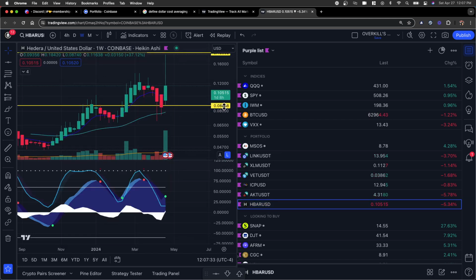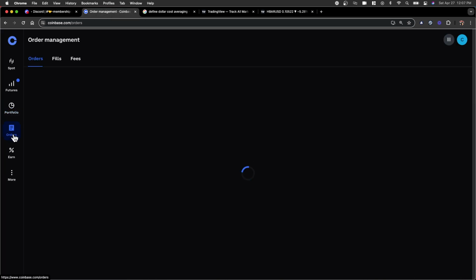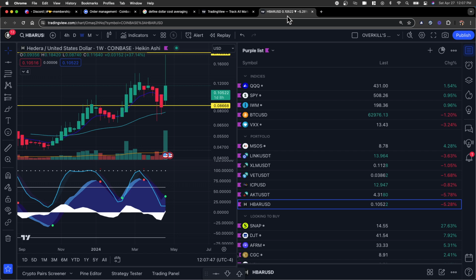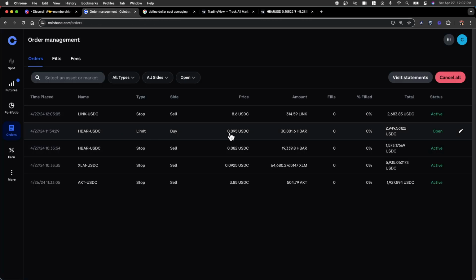H-bar, same thing. I already went over this. 8 cents, or 8.5, I believe, is my stop loss order on that one. Let me check that. Okay, H-bar, I got a stop loss actually at 8.2. 8.5 is the level. So again, I never like to set it exactly at the level, because it could come back down there and bounce and go. So mine's 0.082. I'm also looking to average down on that one. Like I said, I put that buy order in at 9.5.